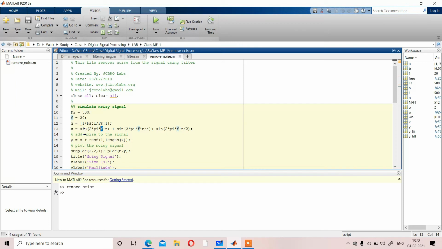So simply for the first sequence sine 2 pi fn, the frequency is 20. For the second, sine 2 pi fn by 4, means 20 by 4, means 5 for this case signal frequency. And for the third case, the signal frequency is fn by 2, means 20 by 2, it will be 10. The sampling frequency is 10, and here n is defined as your sampling period.